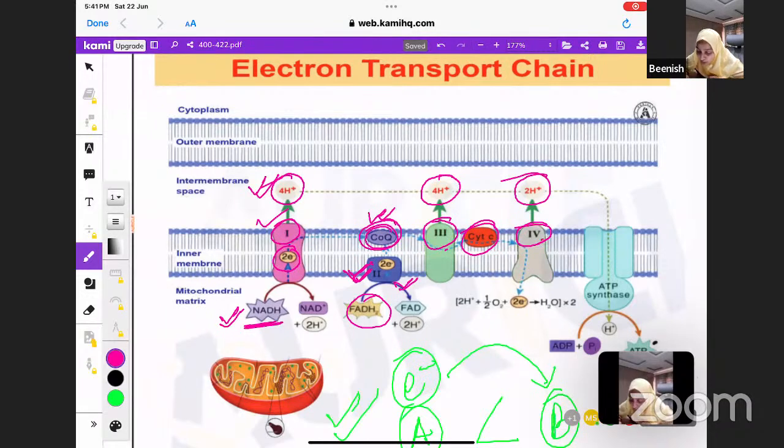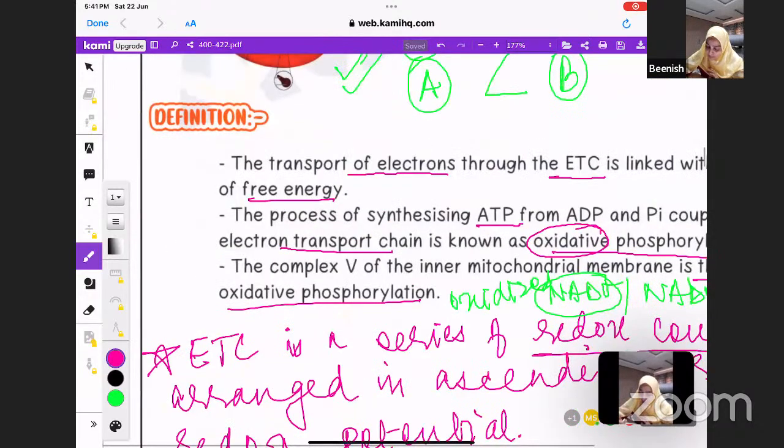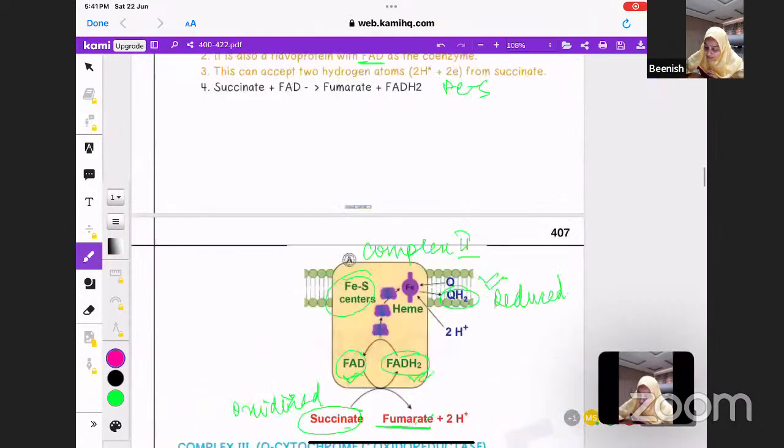Now complex 4 gives the electron to oxygen. So oxygen is the final electron acceptor, and oxygen is completely reduced to water. So until now we've discussed this much of the electron transport chain. Okay, now let's talk about complex 5.